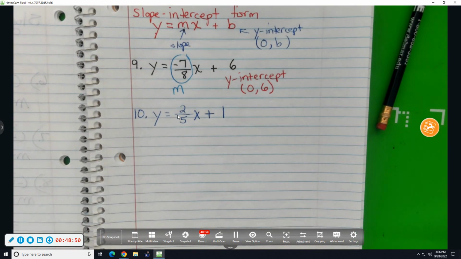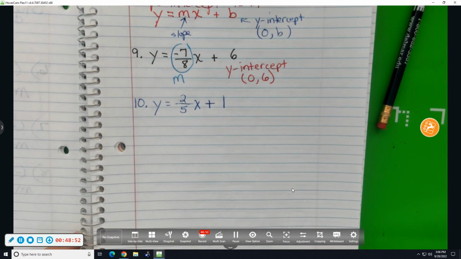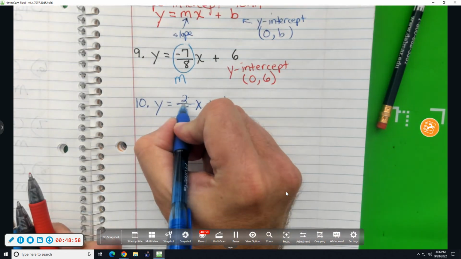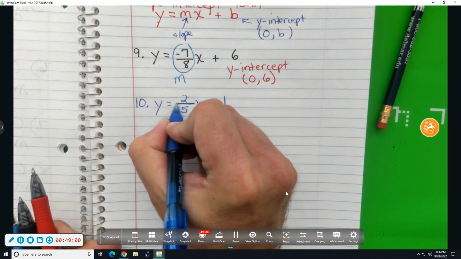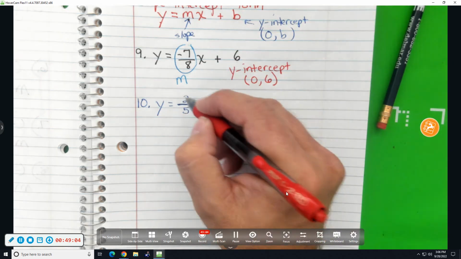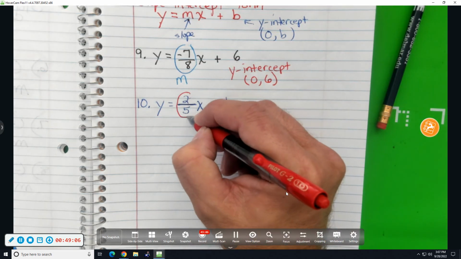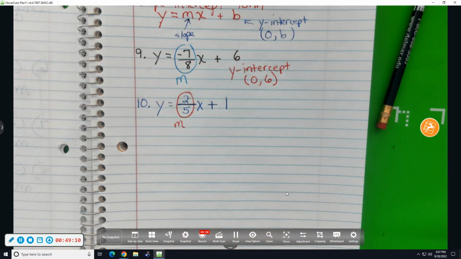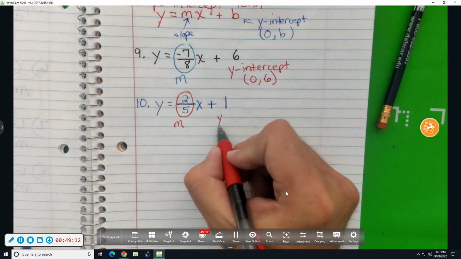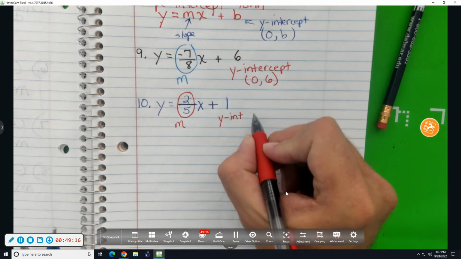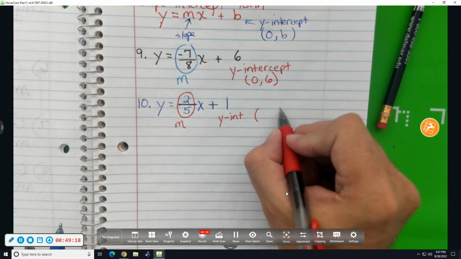What's the slope on this one? Tony, that looks like a negative. Can you put that on? Oh, I'm sorry. This looks like a negative here. That should be a positive 2 over 5 here. Is that the slope? And what's the y-intercept? I'm just going to say INT for intercept. It's 0, 1.